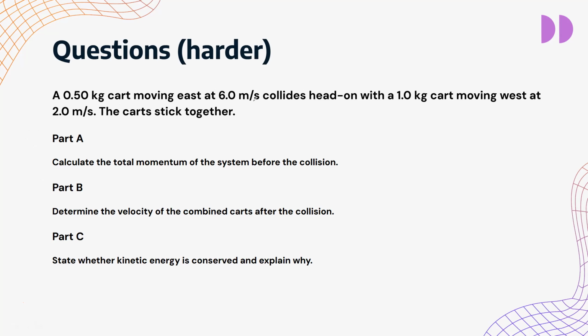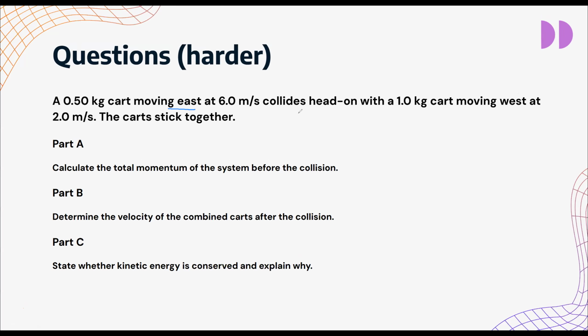So a 0.5 kilogram cart moving east at 6.0 meters per second collides head on with a 1.0 kilogram cart moving west at 2.0 meters per second. The carts stick together. So north, east, south, west. Okay, so when I read the carts stick together, I know this is going to be an inelastic collision.